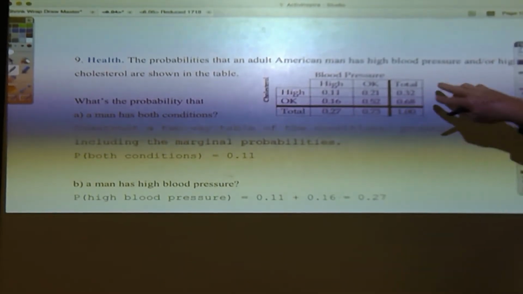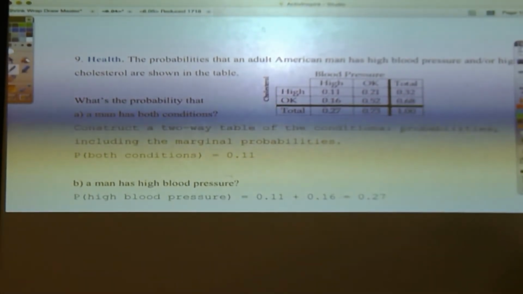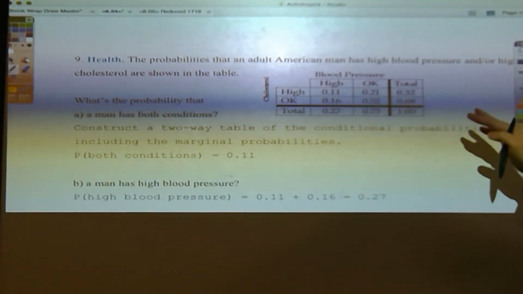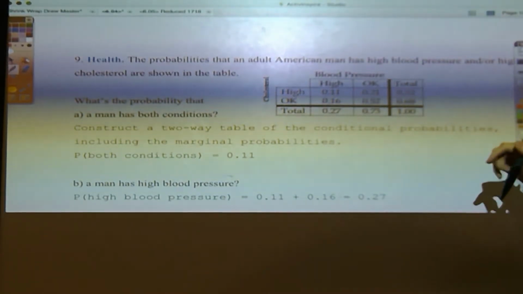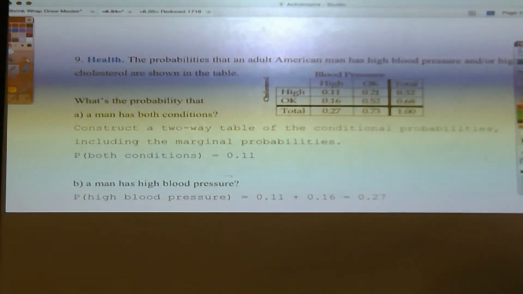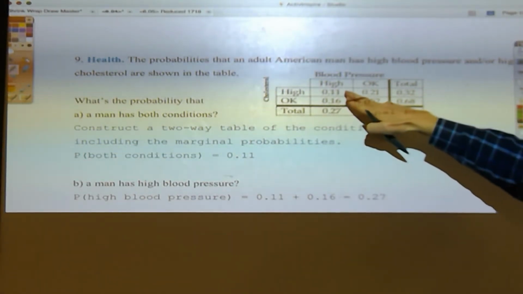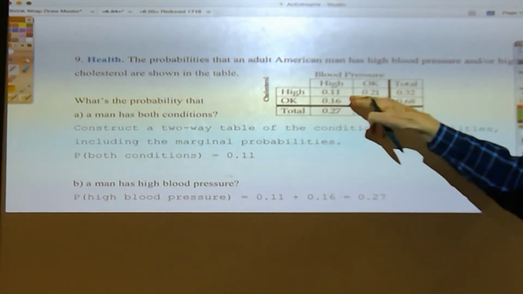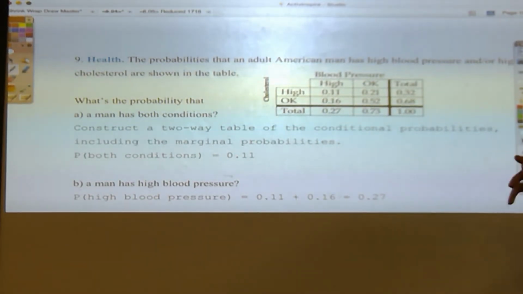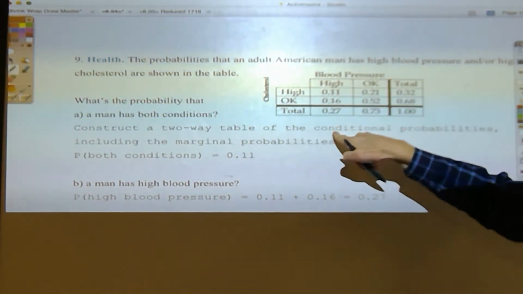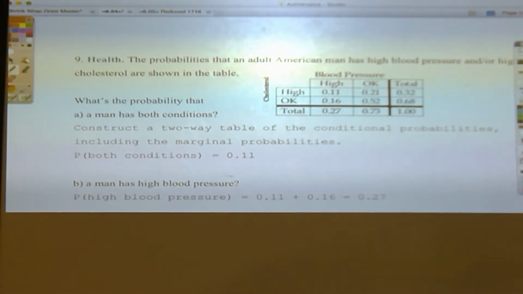We're back taking a look at these four. The column and row totals can be really helpful. Part A, the probability the man has both conditions would be 0.11, high cholesterol and high blood pressure. It's right there, this cell, 0.11. What's the probability that a man has high blood pressure? Just add up these. We got the 0.27 total.